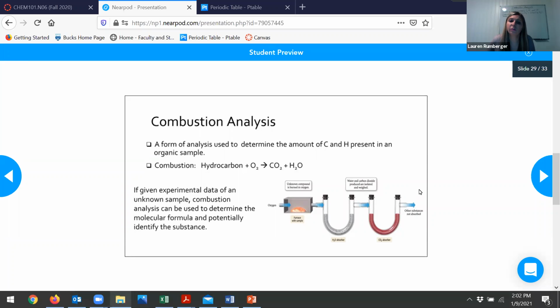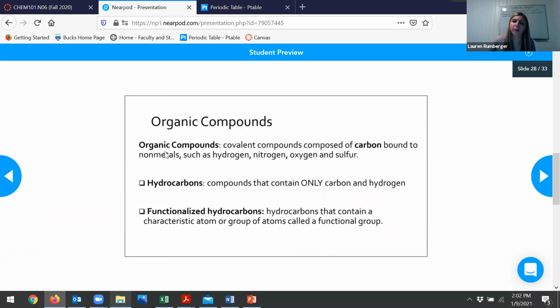Combustion analysis is a form of analysis that will be used to determine the amount of carbon and hydrogen present in a sample. An organic sample, as you saw on a previous slide, contains carbon bound to nonmetals such as hydrogen, nitrogen, oxygen, sulfur, any of the nonmetals. So it's covalent compounds that contain carbon, okay?